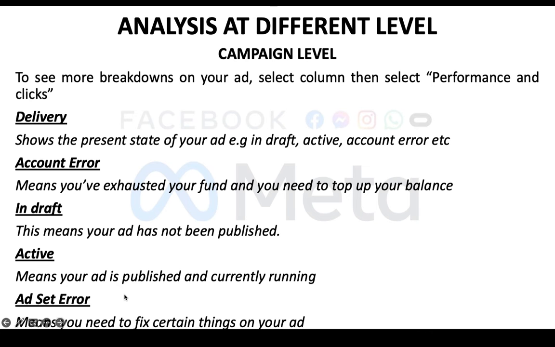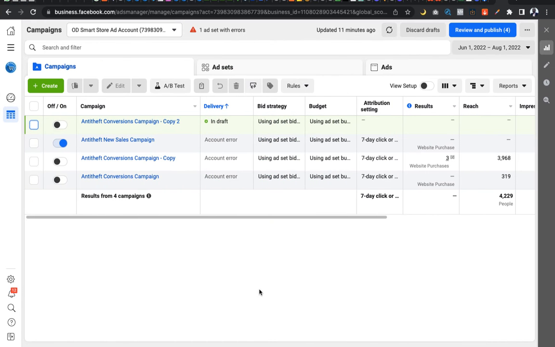Another thing is ad set error. This means you need to fix certain things on your ad. For example, you can see "ad set with error" up here, follow this mouse. One ad set with error. It means something is wrong with one of the ads you are running.